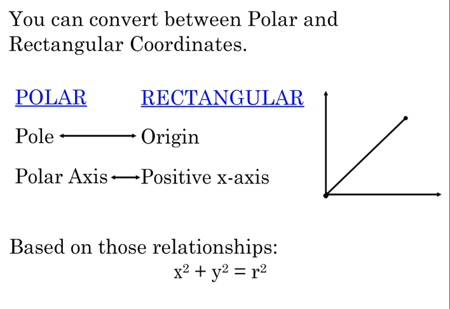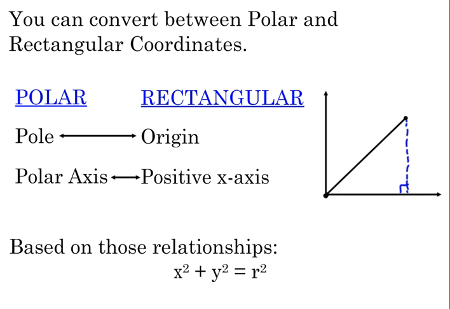I've already mentioned this, okay? In the polar system, the pole is like the origin in the rectangular system. The polar axis in the polar system is like the positive x-axis in the rectangular system. So let's set up, we've seen this before, okay? We're going to connect these two systems together. And guess what we're going to use to do it? A right triangle.